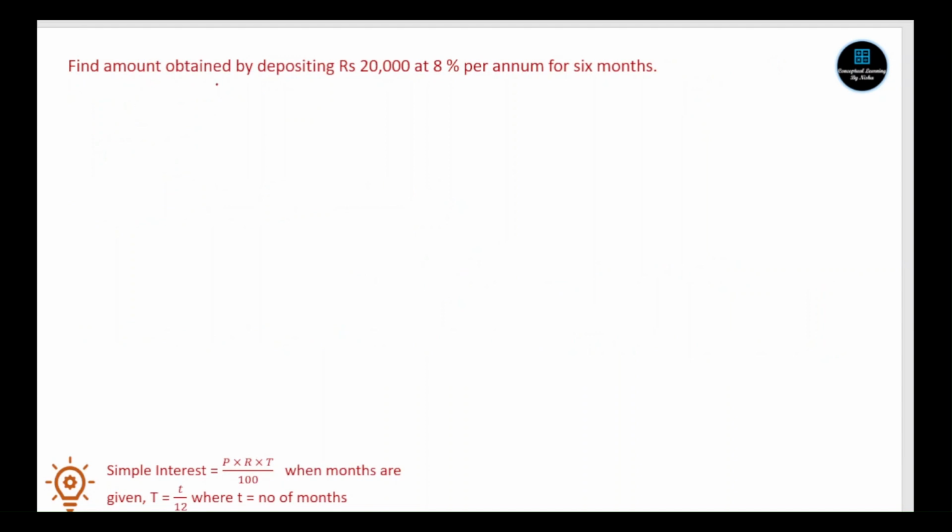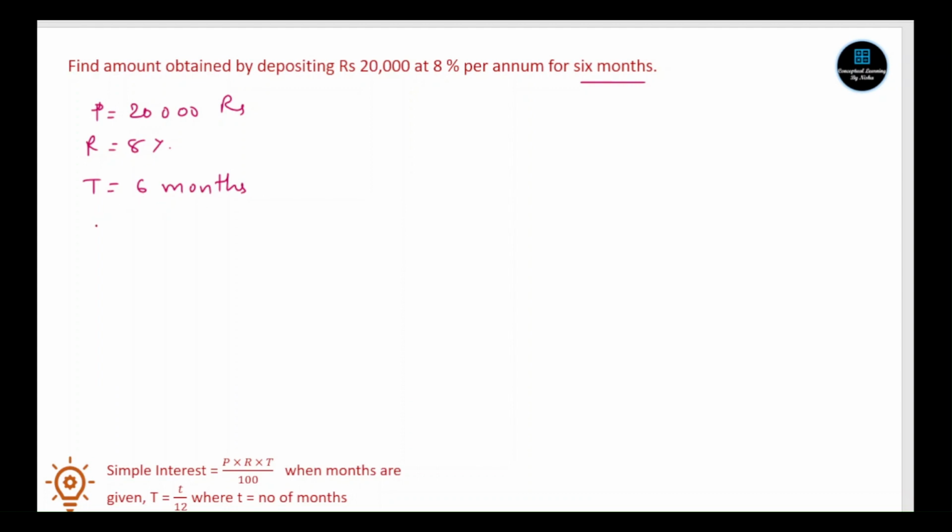Now find the amount obtained by depositing 20,000 at 8% per annum for 6 months. Whenever the time period is given in terms of months, you have to divide it by 12 months. So let's understand here. Principal is given, P is equal to 20,000, R is given 8%, and time is given 6 months.